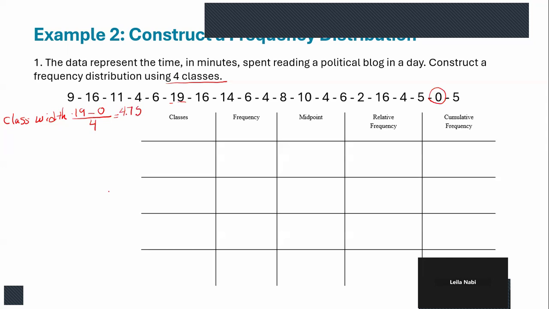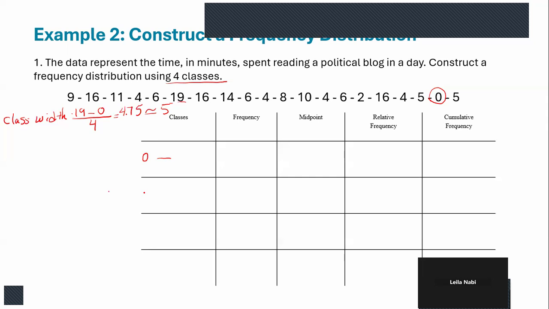Since the class width is not a whole number, to make the classes smoother, we need to round it off. And remember, we always round up. And we get 5 as the class width. So writing the classes first, I always start from the minimum number, which is 0. The first class is 0. Since the class width is 5, I need to keep adding 5.